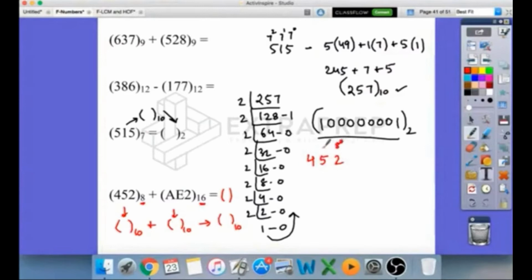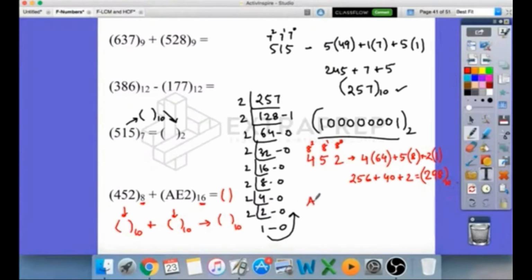452. That's 8 power 0, 8 power 1 and 8 square. So that becomes 4 into 64 plus 5 into 8 plus 2 into 1. Now 4 into 64: when you want to multiply such a number with 4, just double it twice. 64 double is 128, 128 double is 256. So that's 256 plus 40 plus 2, which is equal to 298 base 10. That's the first value.